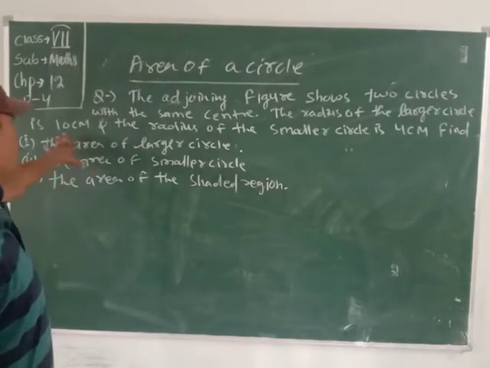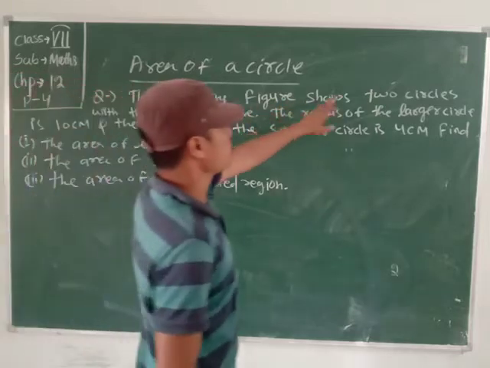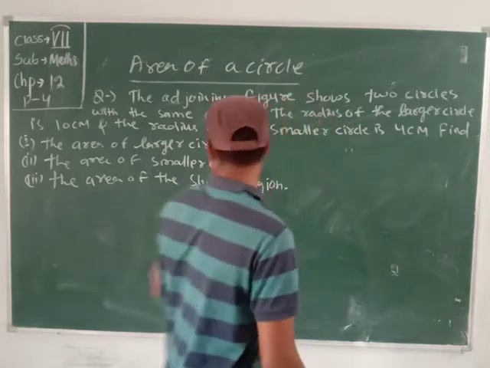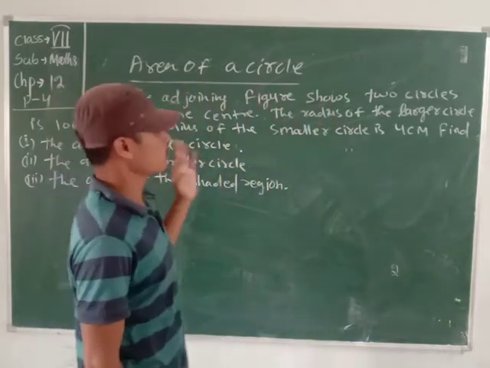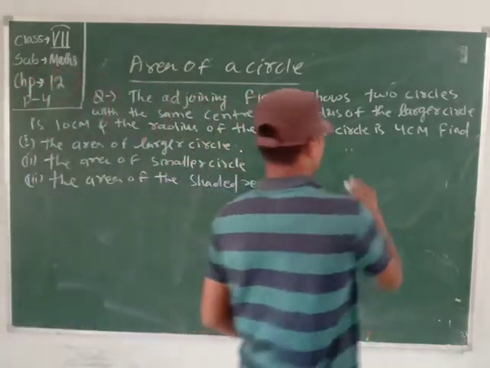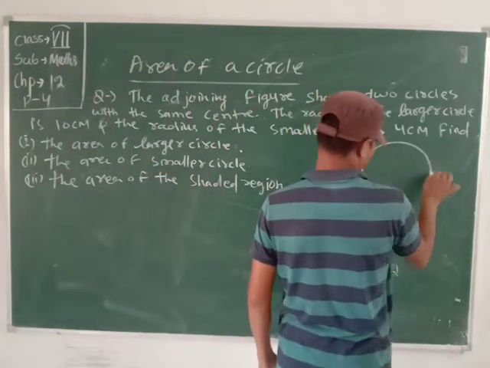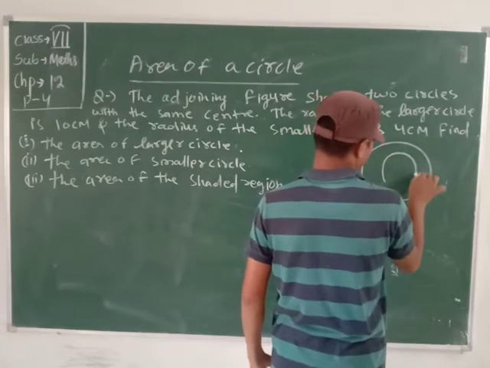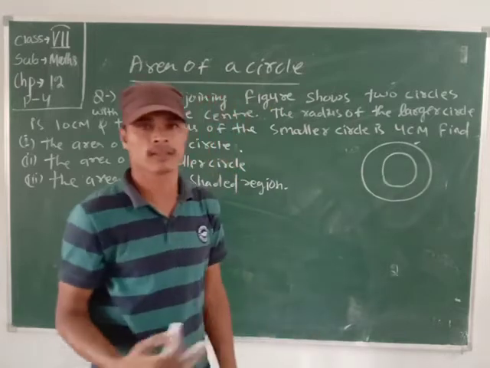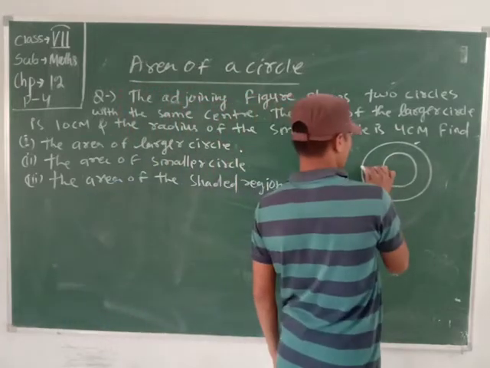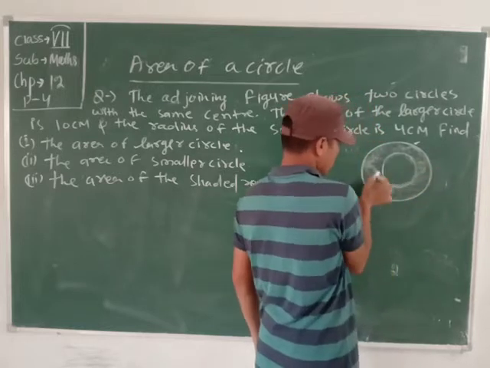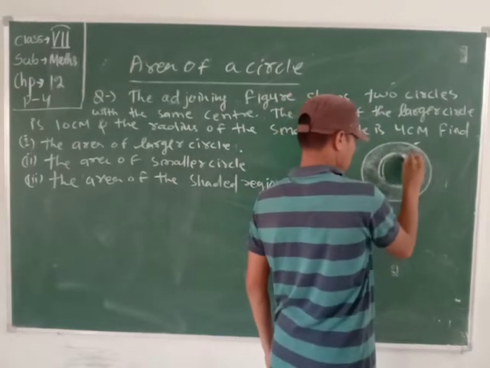Here we take a question. The adjoining figure shows two circles with the same center. The radius of the larger circle is 10 cm and the radius of the smaller circle is 2 cm. Here is one circle and here is the other circle. The outside circle is the larger circle and the inside circle is the smaller one. Here is also the shaded part between the two circles.